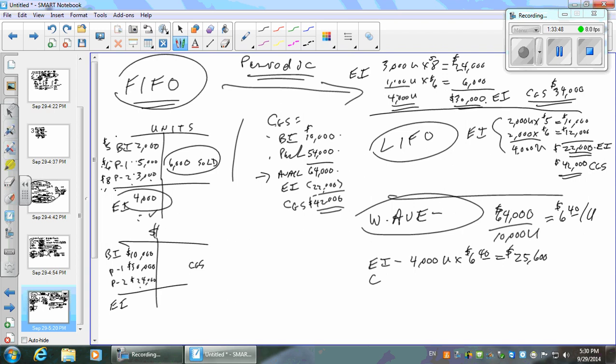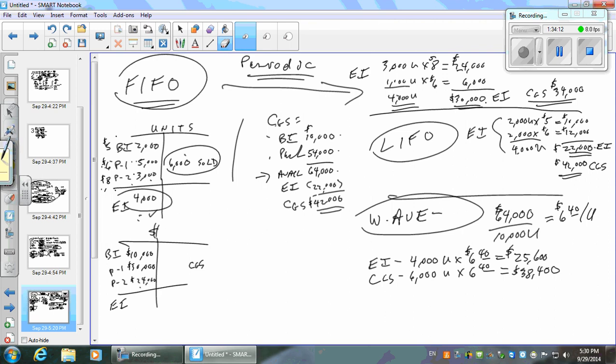Okay? And then cost of goods sold, how much is that going to be? How many units? We sold 6,000, didn't we, guys? Yeah. What did they cost on average? 6.40. What's 6,000 times 6.40? Yeah. Okay, let's prove ourselves right. So ending inventory would have been 25.6. What's 25.6 away from 64,000? It's a miracle. 38.4.